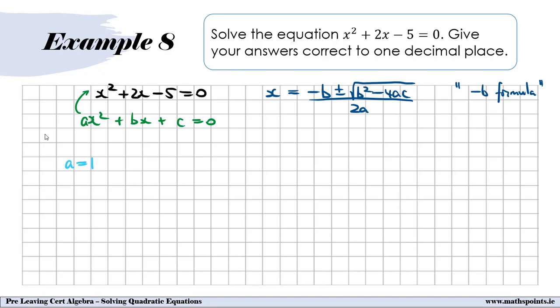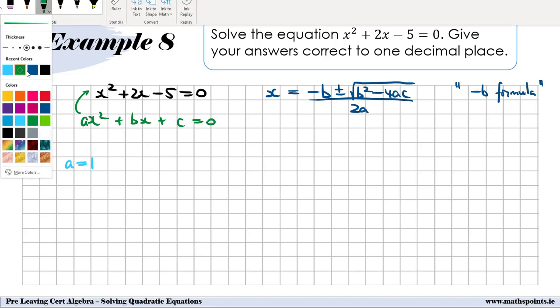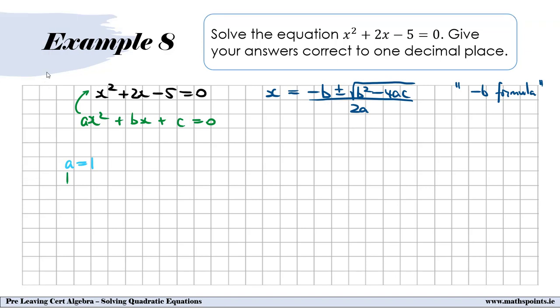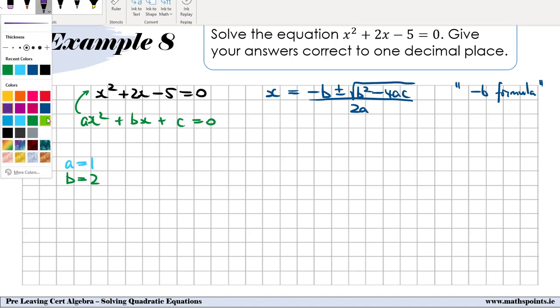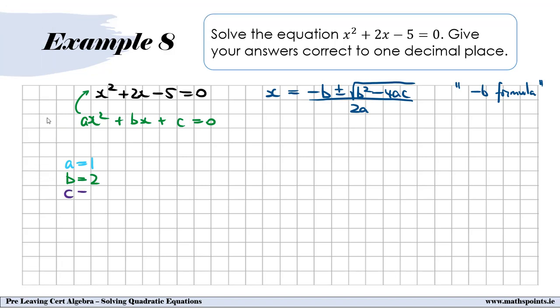Remember, we call the numbers in front of the variables coefficients. The coefficient of x squared is 1, and so that's our a. What's b then? Well, b is the coefficient of the x term, or the number in front of x. And in this case, b is 2. And then finally, c is the term that's independent of x, that has no x attached to it, the constant at the end. And so c is minus 5. The signs are really important.